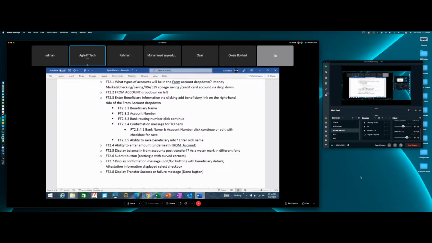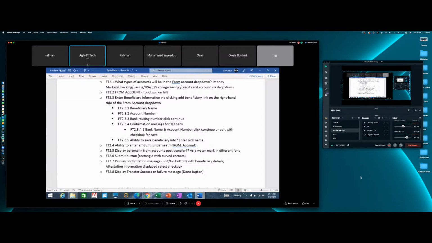2.1 screen 1. 2.2 screen 1. 2.3 screen 1. FT 2.3.1 screen 2. Very good. 2.3.2 screen 2. Still 2. FT 2.3.3 still 2.